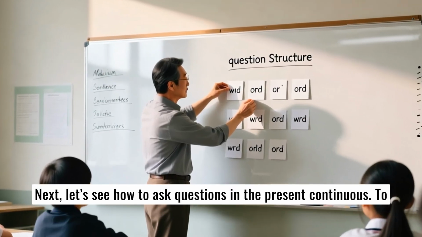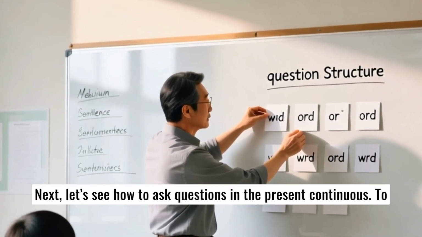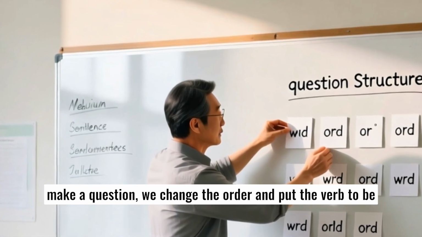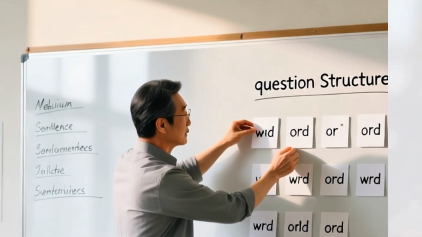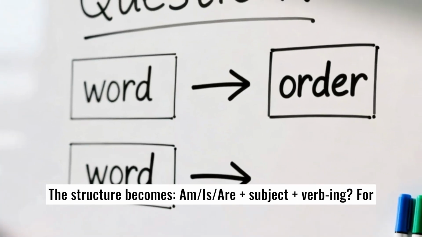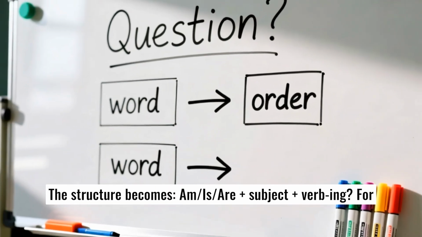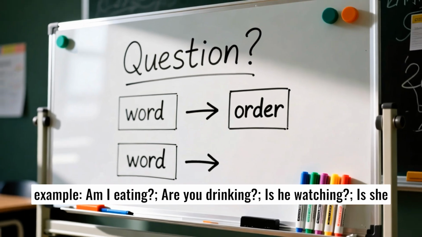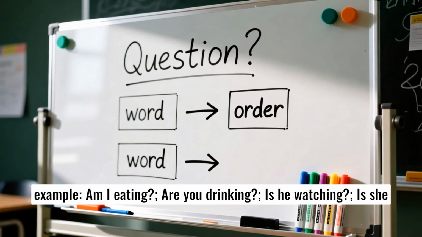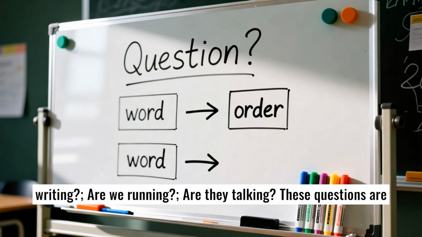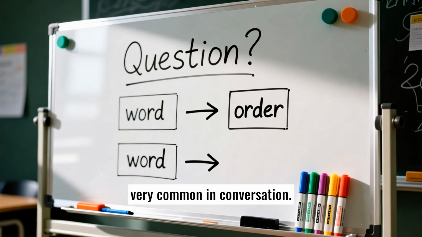Next, let's see how to ask questions in the present continuous. To make a question, we change the order and put the verb to be before the subject. The structure becomes is, am or are, plus subject, plus verb-ing. For example, am I eating, are you drinking, is he watching, is she writing, are we running, are they talking? These questions are very common in conversation.